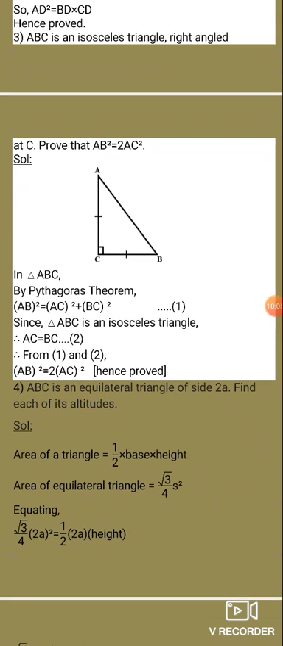Now the next question. ABC is an equilateral triangle of side 2a. Find each of its altitudes. So we need to find the altitude. First we consider the area of the triangle, which is half into base into height. Now the area of the equilateral triangle is root 3 by 4 a square. Equating, root 3 by 4 into, substituting the side 2a, the whole square is equal to half into 2a into height.